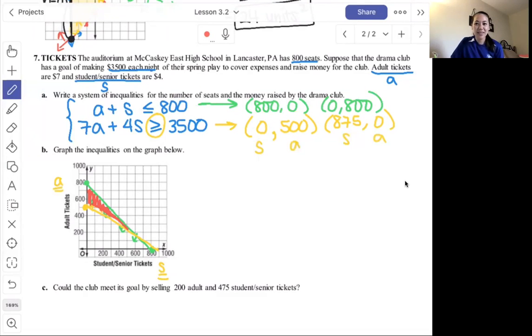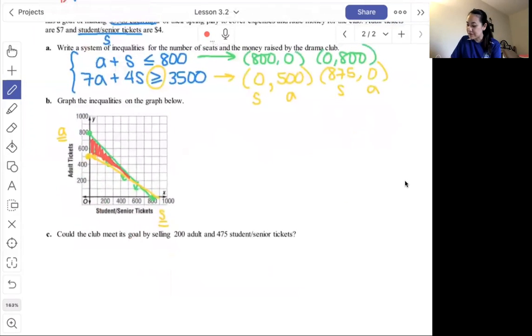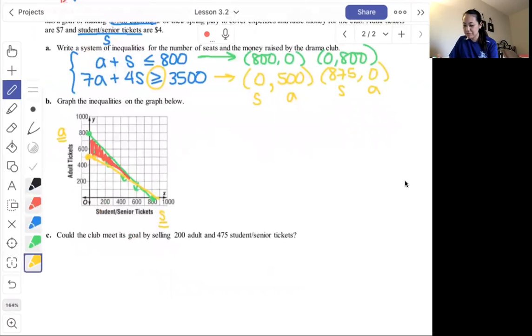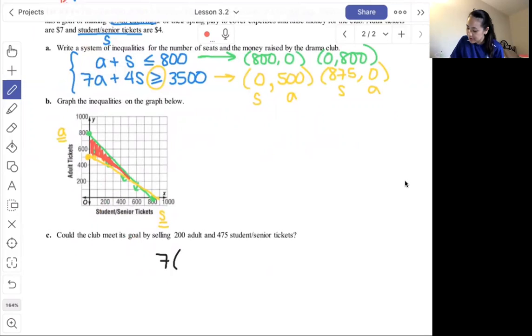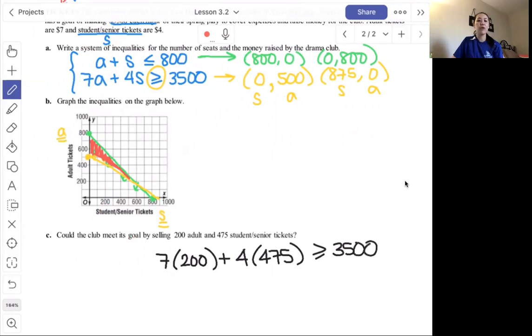Okay, and then part C says, could the club meet its goal by selling 200 adults and 475 student tickets? All right, so let's see. Adult tickets are $7 each, $4 each for the student tickets, and we want to see if it met the goal.